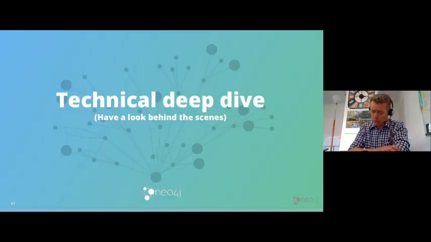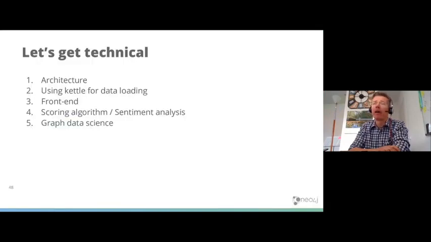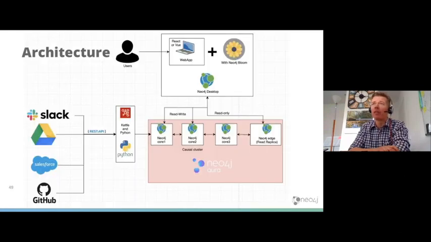So let's take another 5 or so minutes to do a bit of a technical deep dive, and then leave 5 minutes to close out. Morgan, Niels, I'm going to hand back over to you. So Morgan's going to talk a little bit about architecture using Kettle and the front end we built. And Niels is going to talk a little bit about the scoring and sentiment analysis, as well as some of the graph data science that we applied.